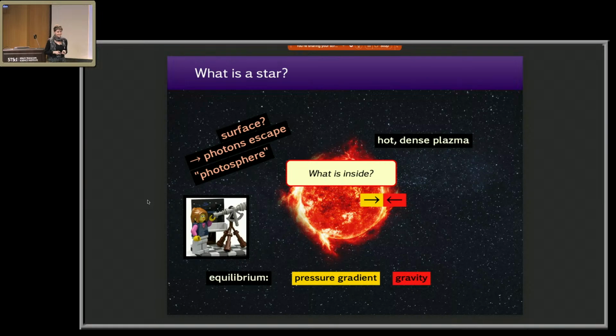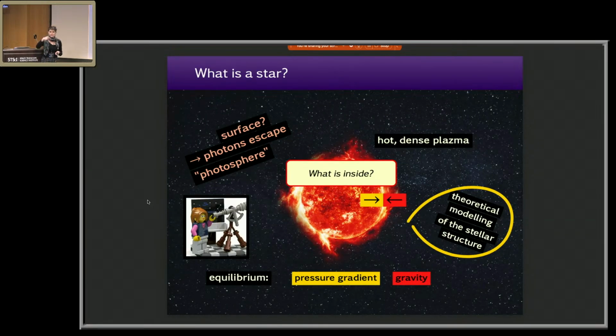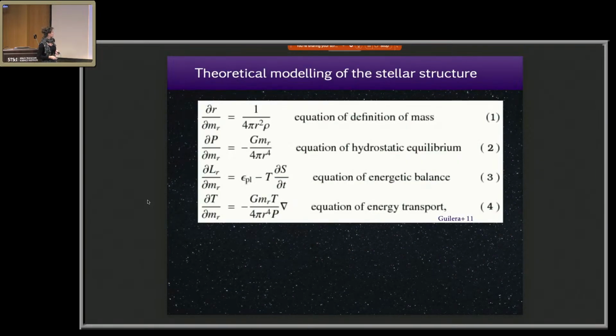There are neutrinos that we receive. Yes, that's very good, there are neutrinos, and also these days we have astroseismology, which is another great tool to observe the interior parts of the star. But historically, for decades, the main tool for peeking into the star was the theoretical modeling of the stellar structure. Now, what does it mean?